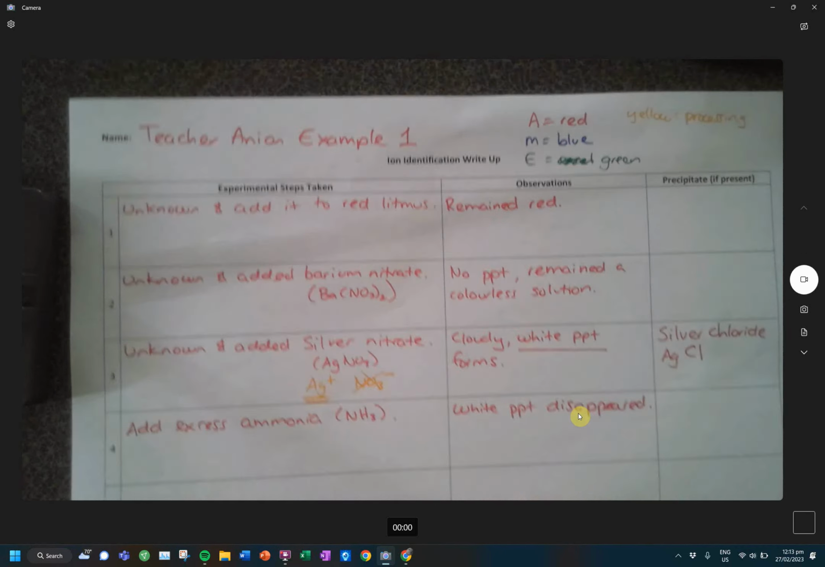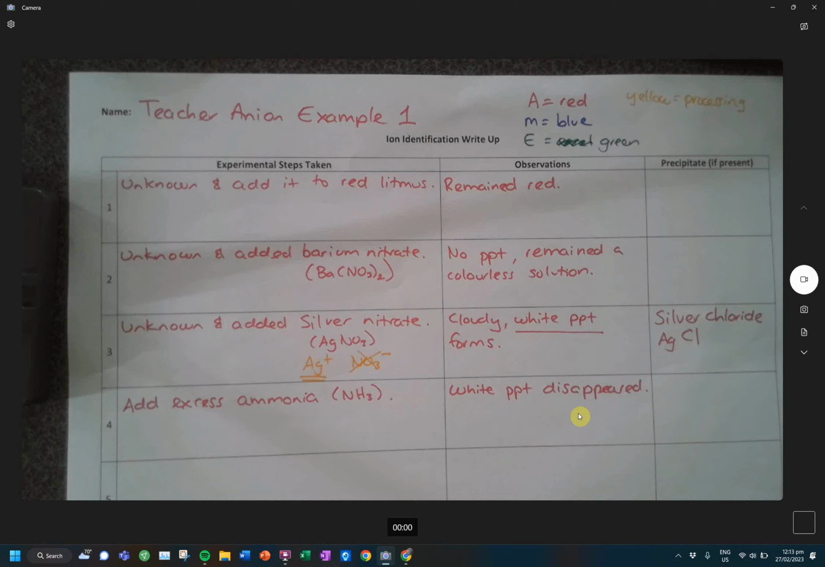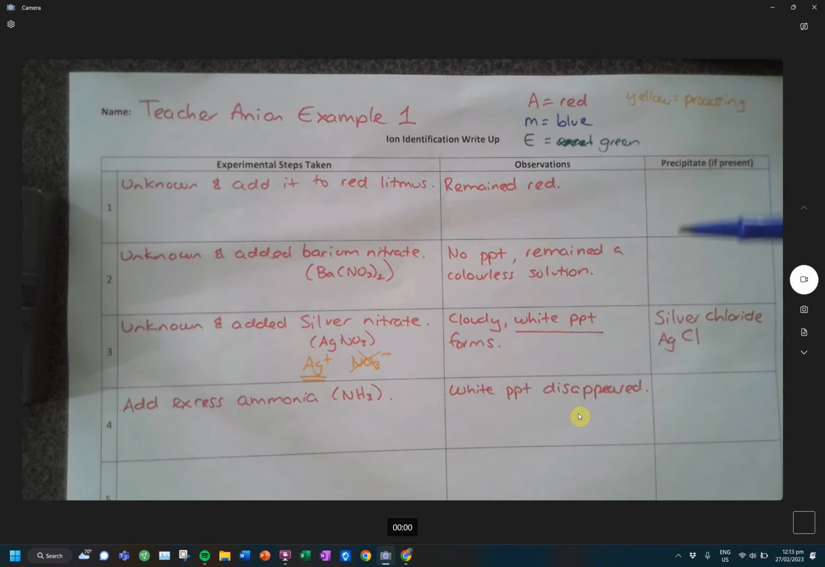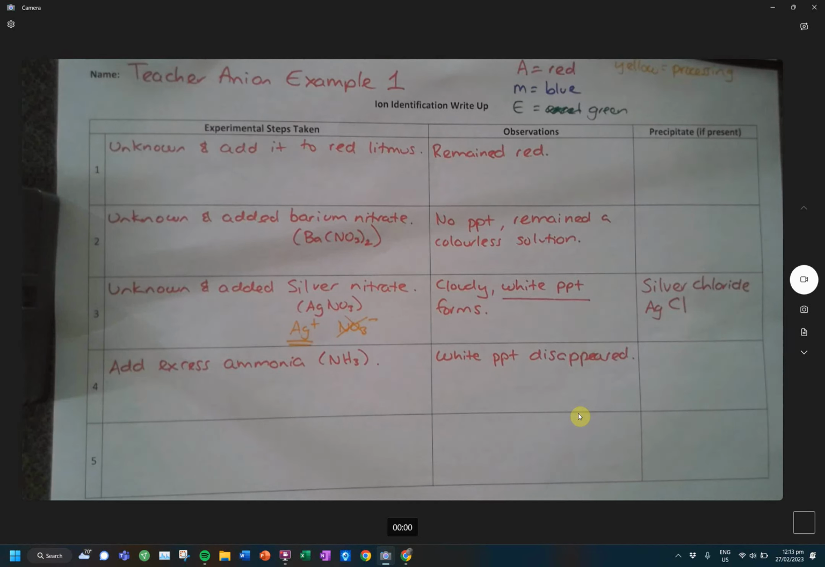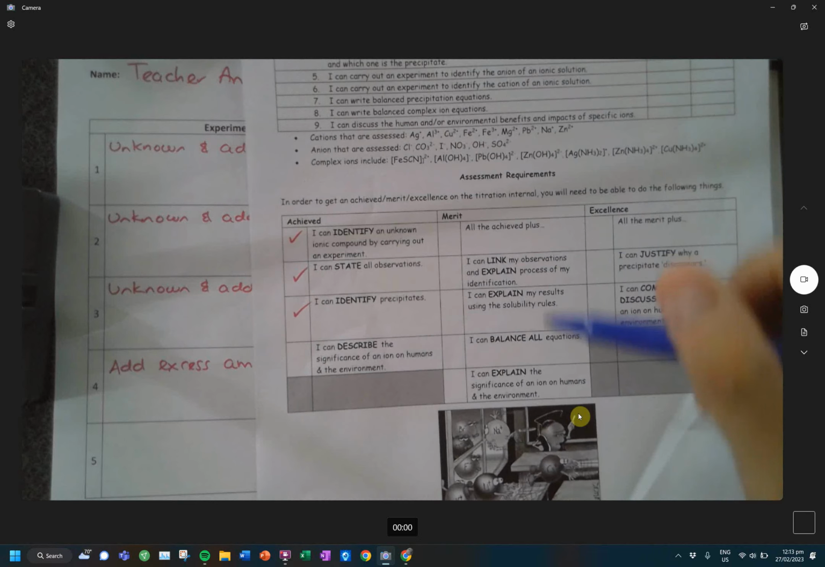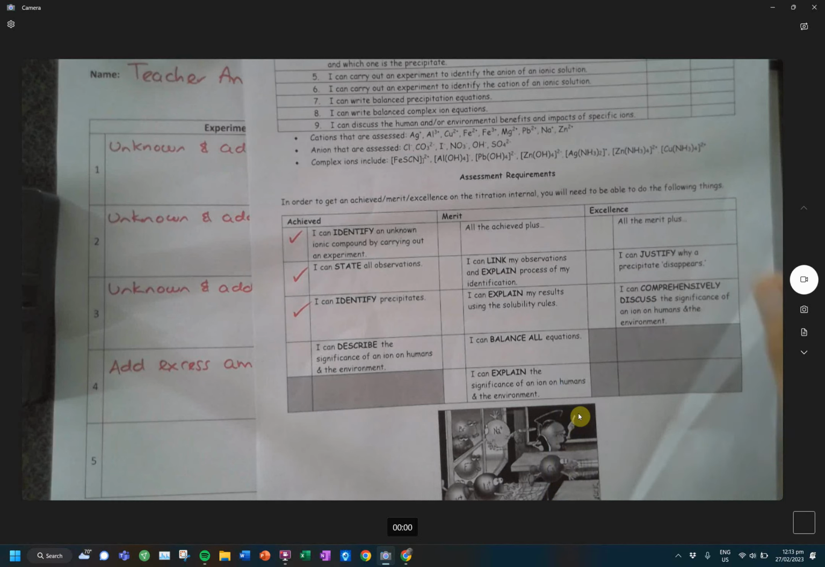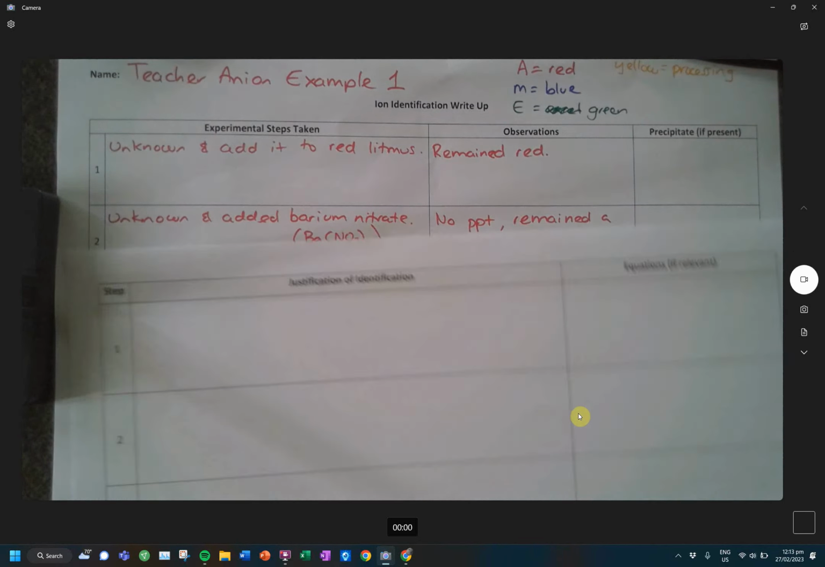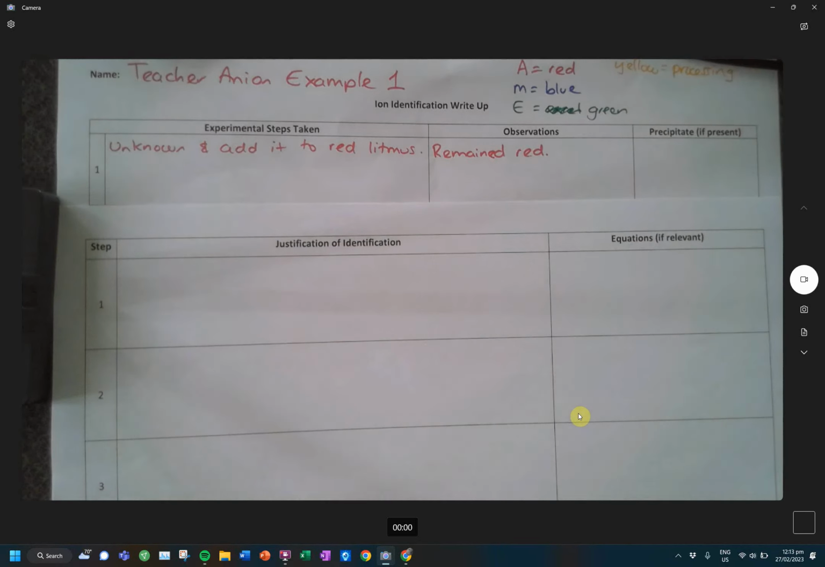Like I said, this first half of the sheet is mainly just the achieve requirements. You're talking about your experimental procedure, your observations, and identifying any precipitates. When we are trying to get to merit and excellence, I need to do some extra things. The first thing is I need to link my observations and explain my process in my identification. So this sheet goes in parallel with what you have written. For step number 1, I took my unknown solution and noticed that when I add it to red litmus paper, it remained red.